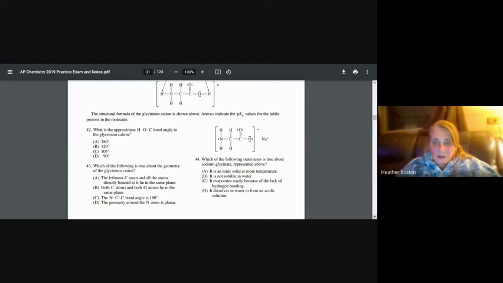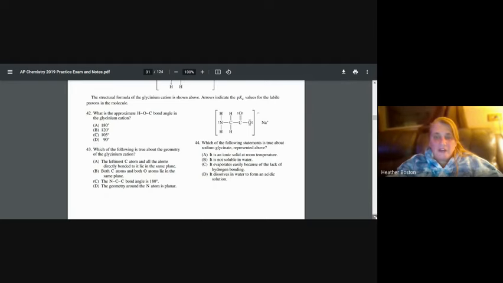It is soluble because it's an ionic compound. It's an ionic compound, so it's a solid at room temperature. It doesn't evaporate easily. It has a high boiling point and a high evaporation point. And it dissolves, but it's not going to be acidic. So the correct answer for that one is A. So those brackets and the cation and the anion should tell you ionic.